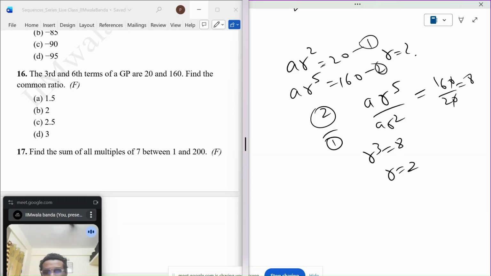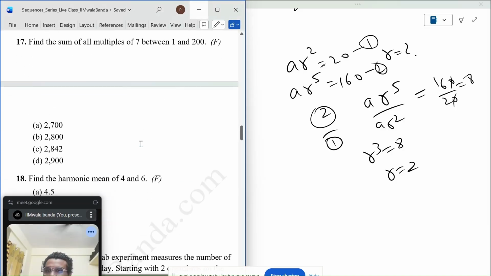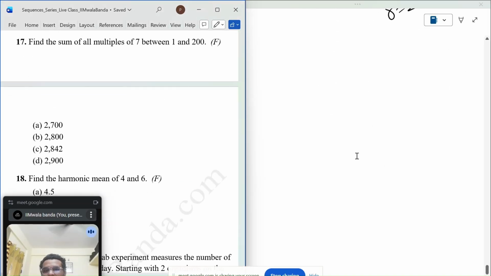r is 2. Can it be minus 2? Yes. But if the sixth term is 160, how can it be minus 2? It means r is a positive number greater than one and it is increasing every time. So r is 2. Find the sum of all the multiples of 7 between 1 and 200.